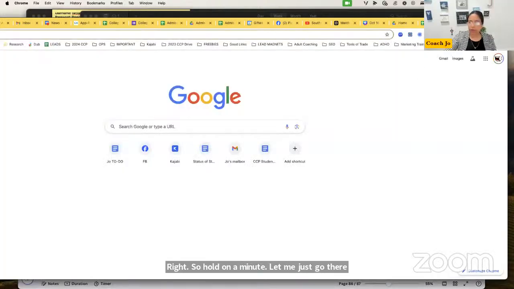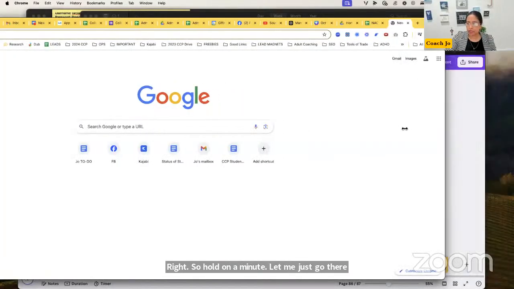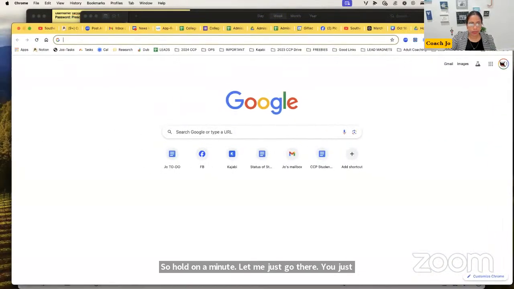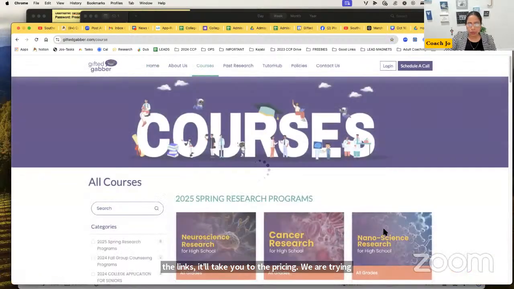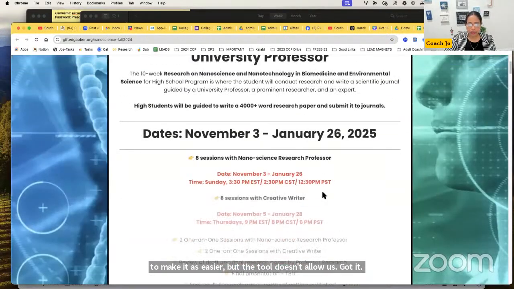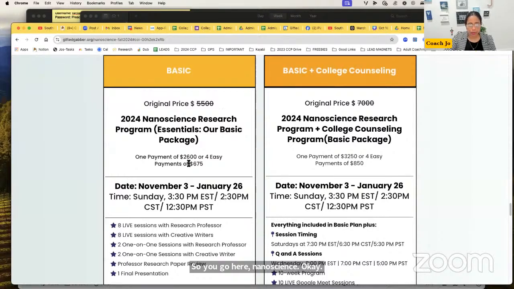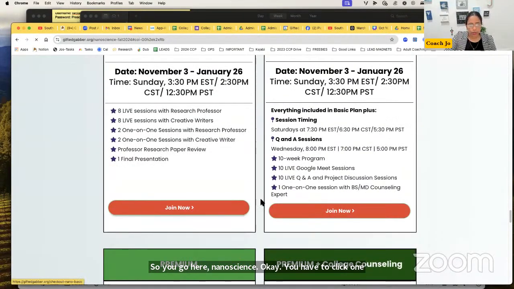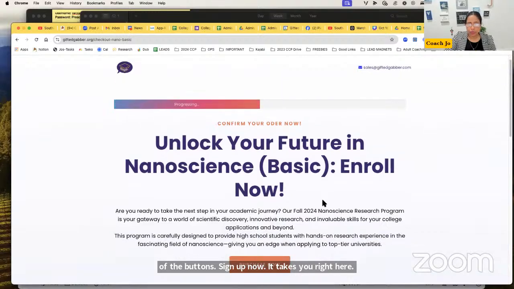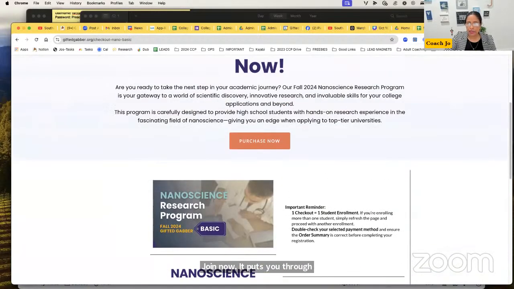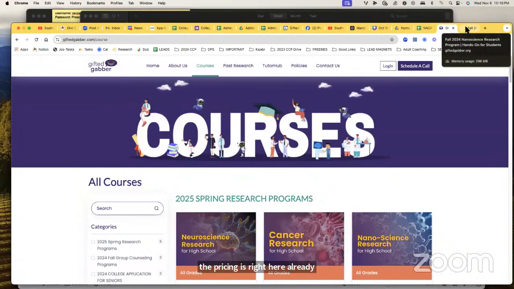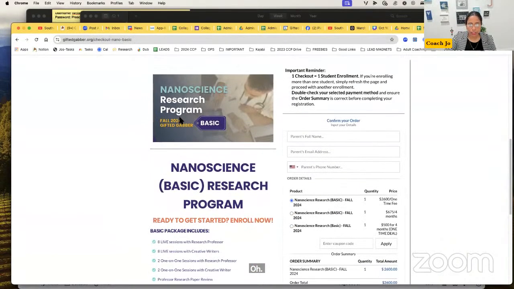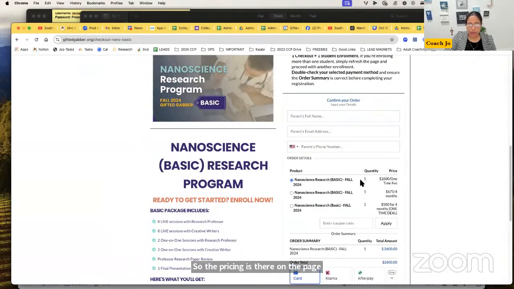If you just click on any of the links, it'll take you to the pricing. We are trying to make it easier, but the tool doesn't allow us. So you go here, nanoscience. You have to click one of the buttons. Sign up now, it takes you right here. Join now, it puts you through here. So you see, all the pricing is right here already. The pricing is there on the page as well. It's 2,600. Okay, perfect. Thank you.